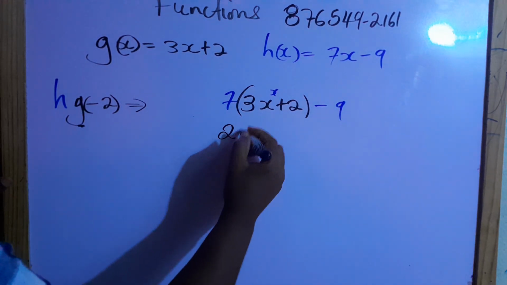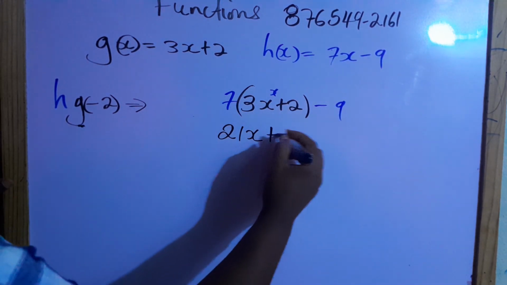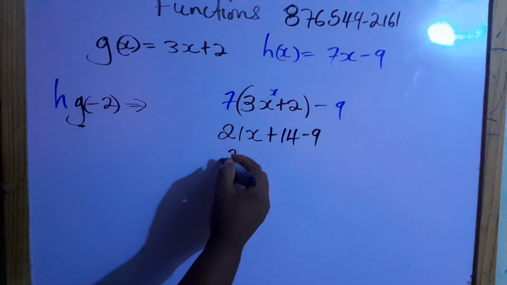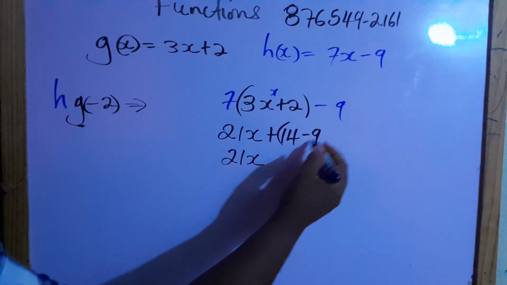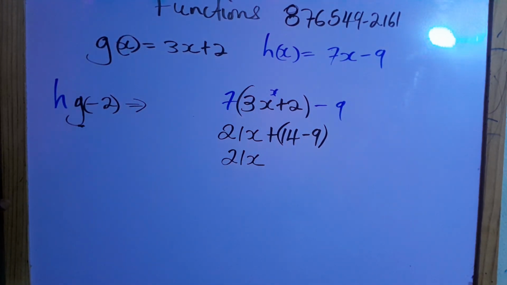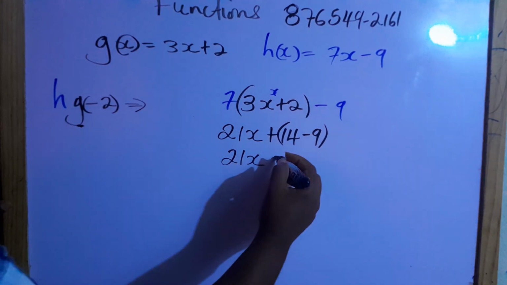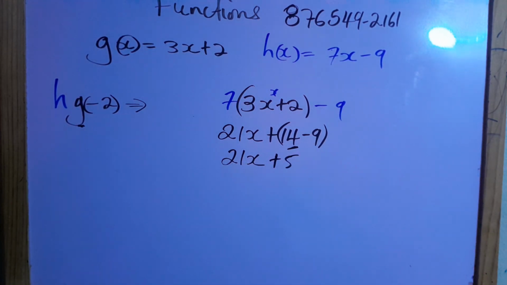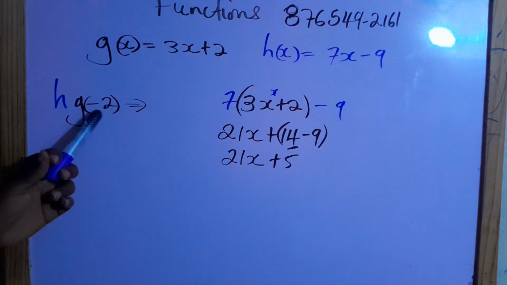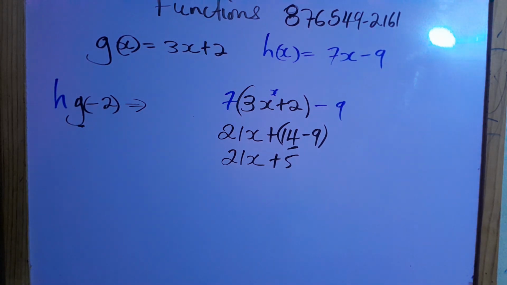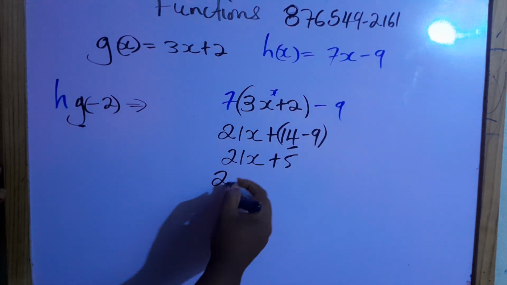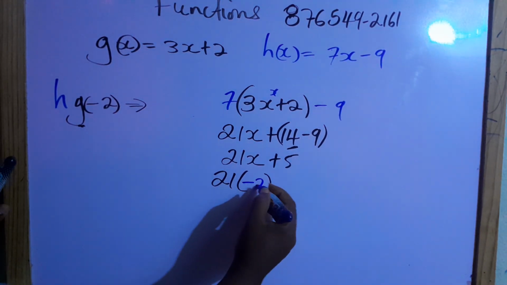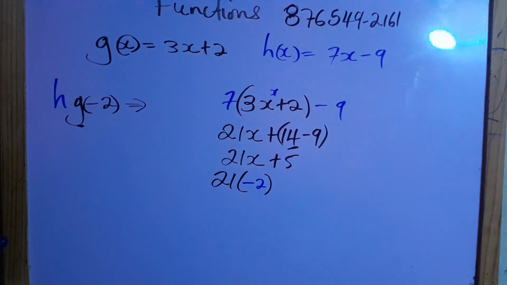7 3s, 21. 7 times 2, 14. Remember, the 9 is not in the bracket, right? So now all we do is say 21x, and 14 take away 9, which gives us positive 5. Why positive? The 14 is bigger than the 9. Alright, so we are not finished. We need to put negative 2 wherever x is.